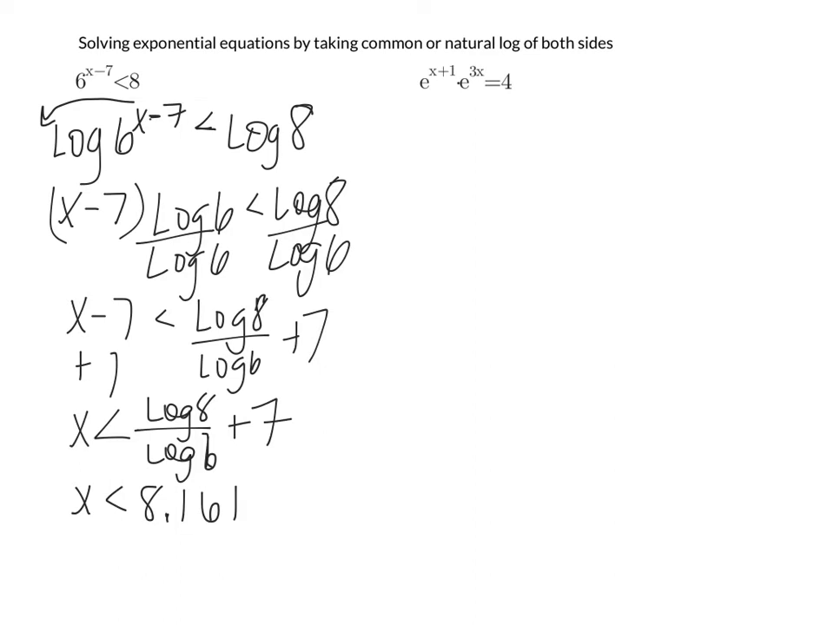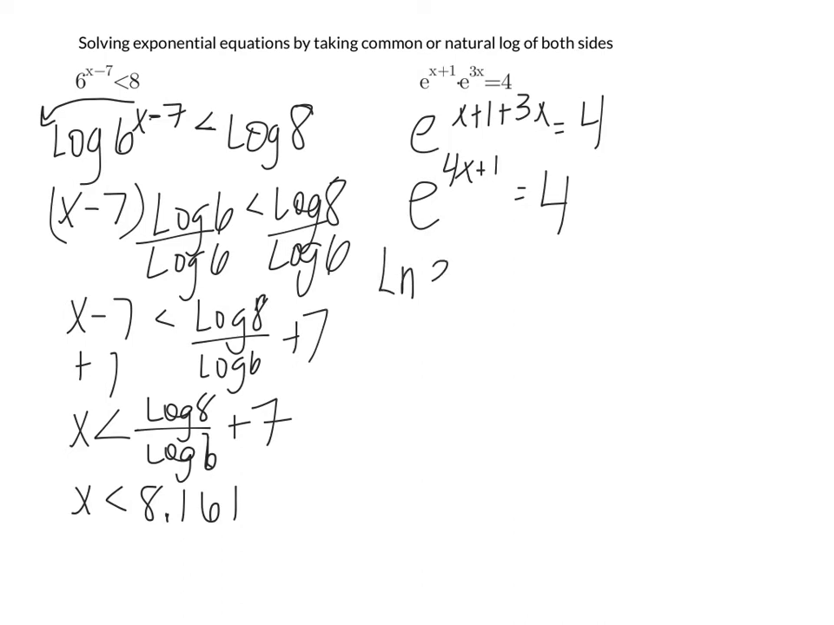On the next one, we have two e's, so we need to combine them using our exponent rules. So we get e, and we add our exponents, x plus 1 plus 3x, equals 4, which is e to the 4x plus 1 equals 4. And I'm going to take the natural log of both sides. The natural log of e to the 4x plus 1 equals the natural log of 4.